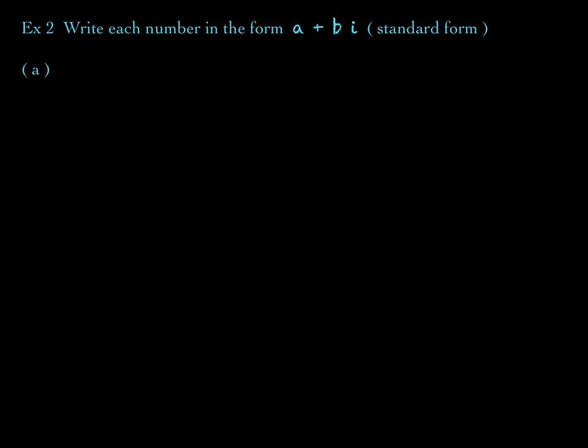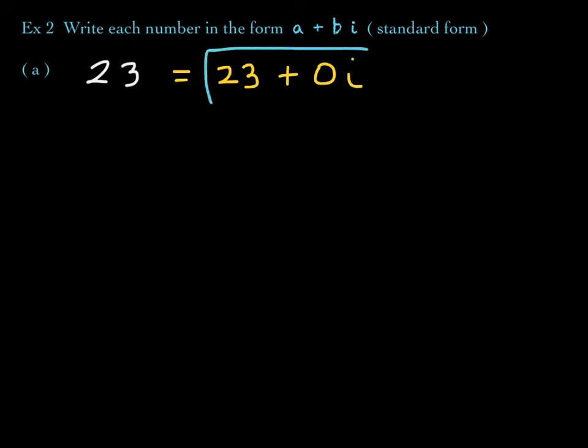The first number they want you to rewrite in standard form is 23. All they really want you to do is rewrite this so that you can see the real part and the imaginary part. So basically, they want you to rewrite 23 as 23 plus 0i. That's all they wanted you to do. So 23 is equivalent to 23 plus 0i.